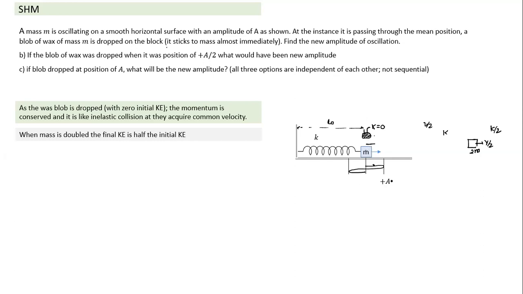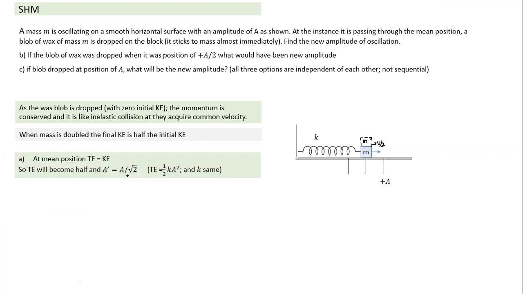I can solve a long mathematical equation, which is not the way to solve such a question. So what we understood here: if a blob is dropped, soon after it is dropped, it becomes like 2m. And the moment it becomes 2m, it has a common velocity. Velocity becomes half of the initial velocity, and kinetic energy becomes half. Its amplitude depends on total energy. Kinetic energy has become half, so let's think what happened to my total energy. At the mean position, total energy itself is equal to kinetic energy. So if kinetic energy has become half, it is equivalent to saying the total energy has become half.